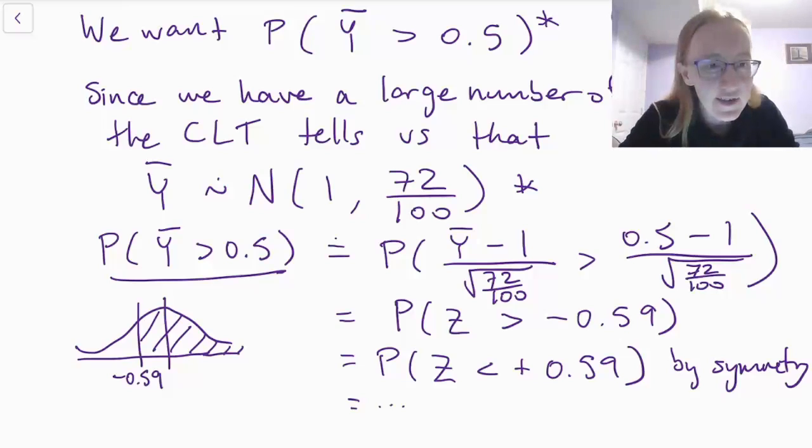Oh, I see another question. Do we have to use the continuity correction when approximating a discrete random variable with CLT when possible? And if we don't, will we lose marks on the exam? Great question.